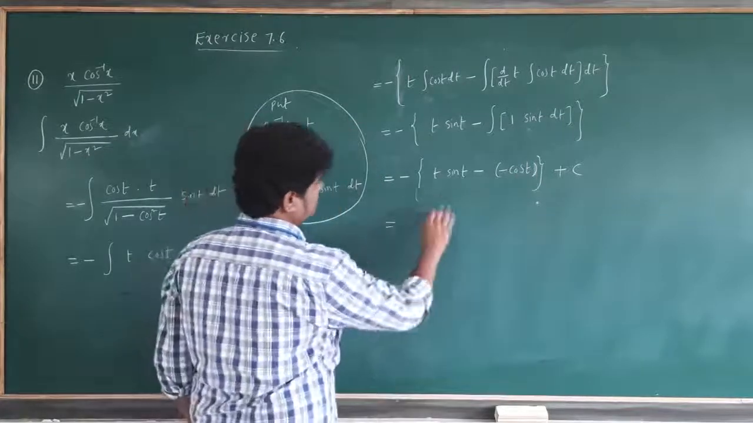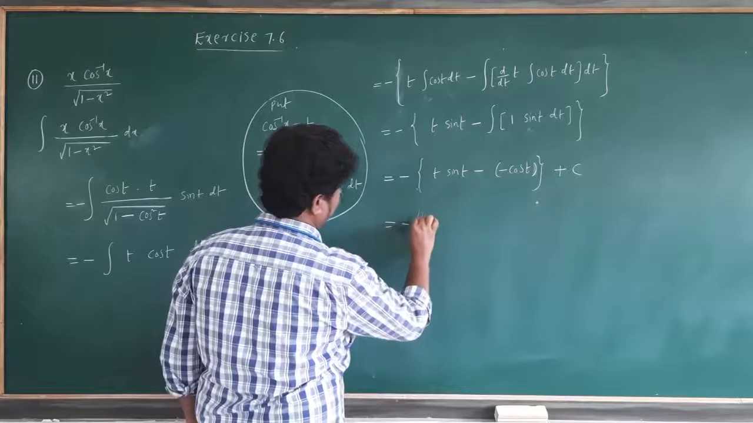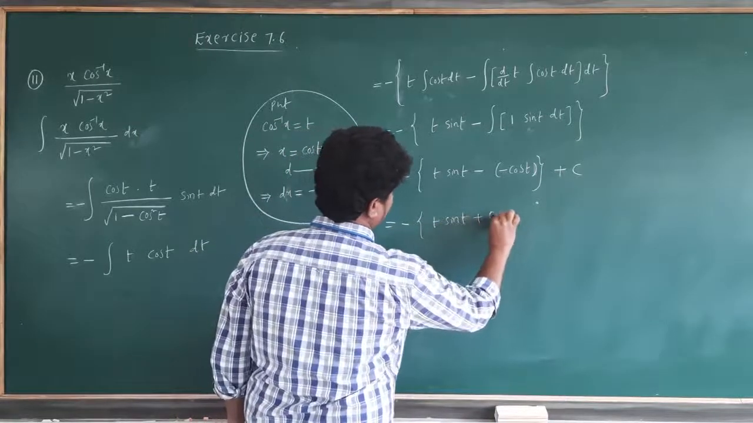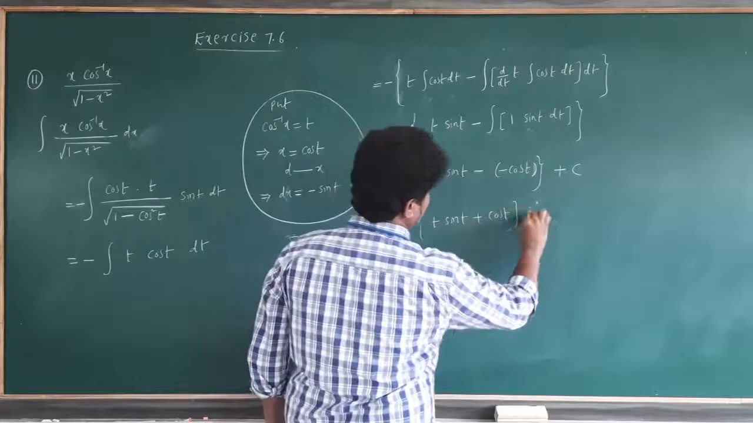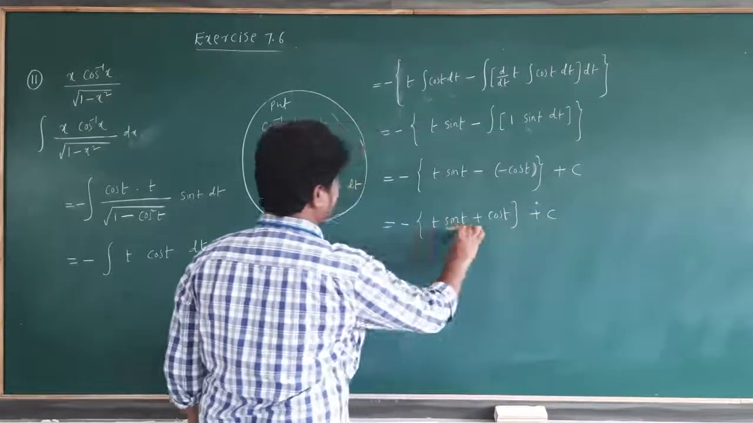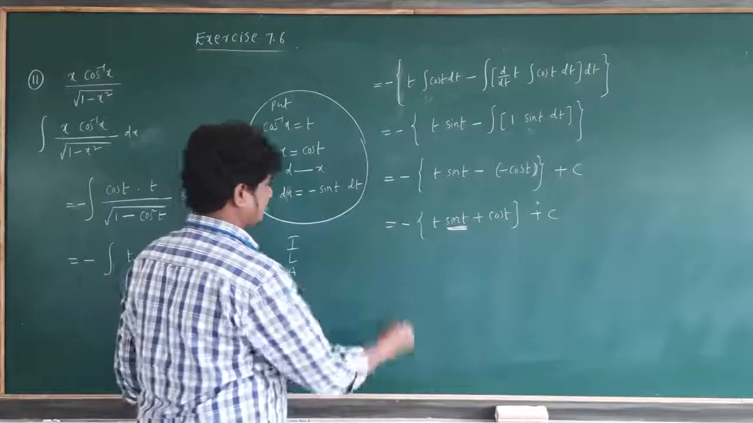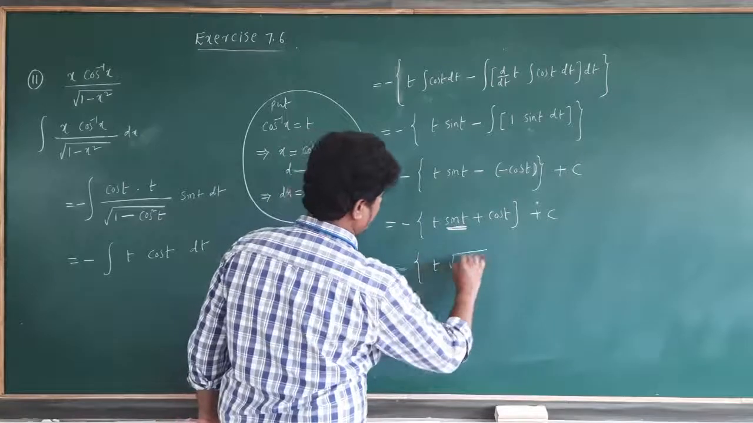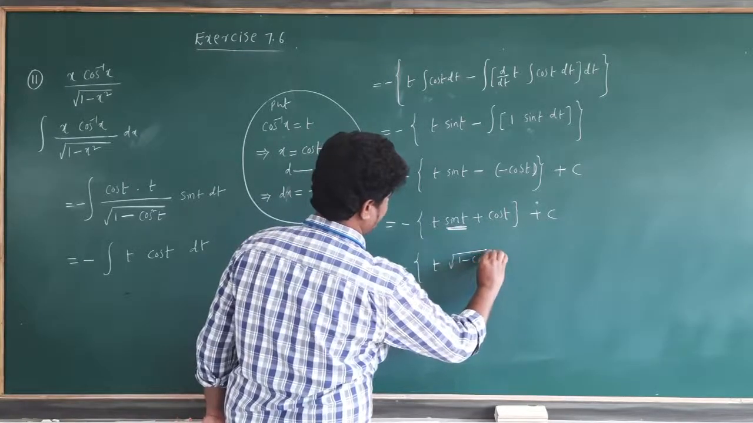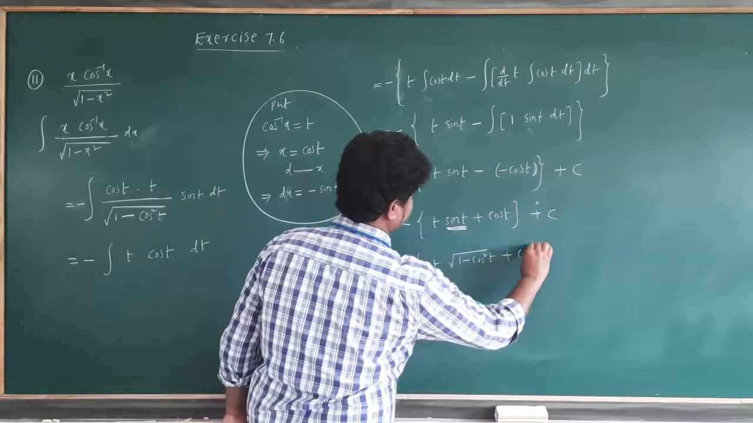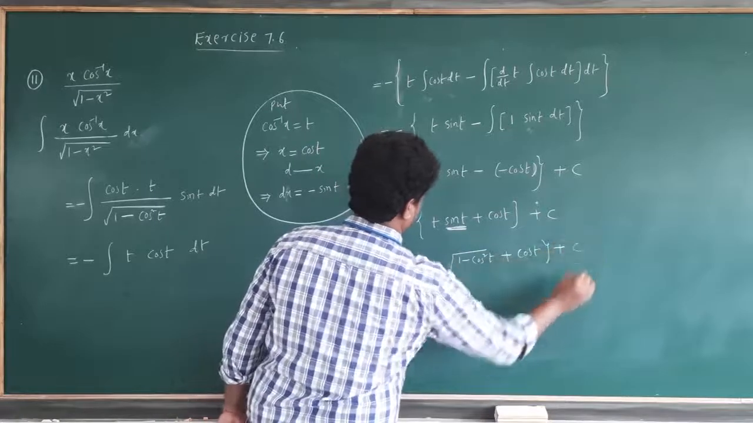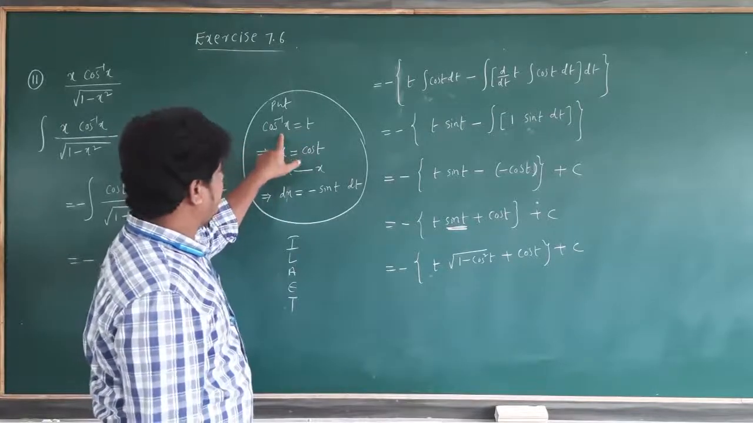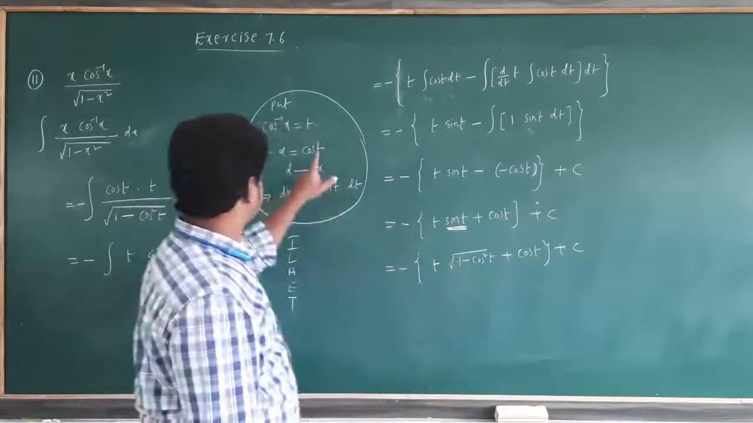Now just what do you get? Minus of t sin t plus cos t plus c. Here you have to convert sin t in terms of cos. Minus t into root over 1 minus cos square t plus cos t plus c. In the place of t you have to take cos inverse x, and in the place of cos t you have to take x.